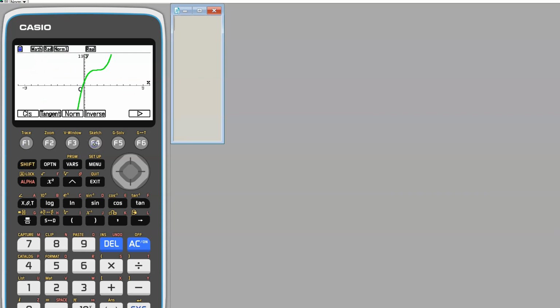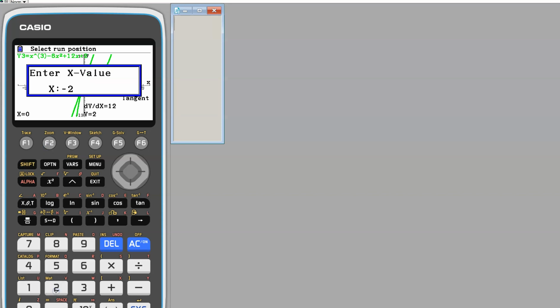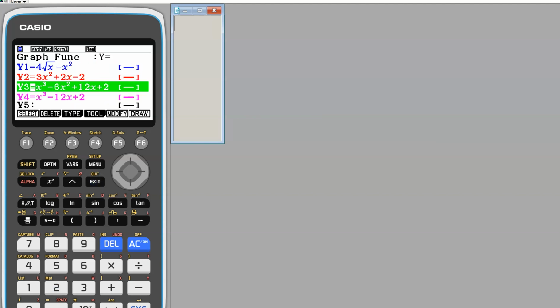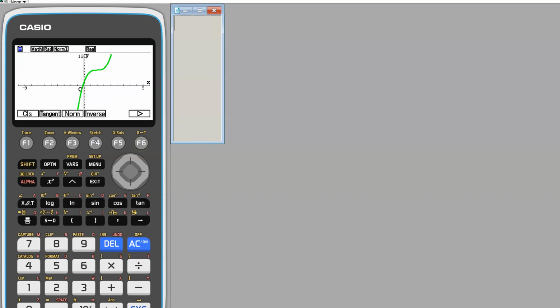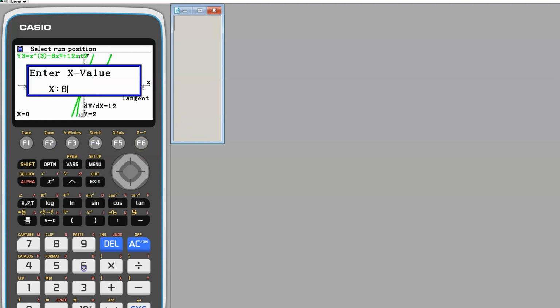Now I'll go sketch, tangent, right? But we want the one when x is minus 2. That was one of our solutions, and you can see here my derivative is 48. That's great. I'm now going to exit, so draw. Now I'm going to go tangent when x is 6, because that was the one we want to check. Once again, the derivative is 48.